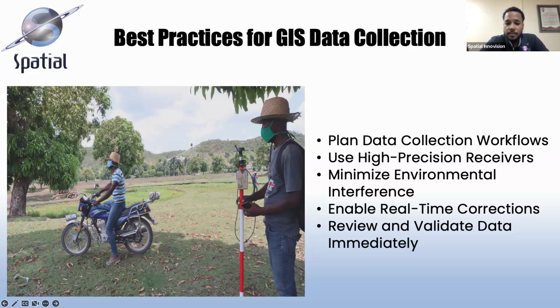You want to enable your real-time connections using RTK networks or post-processing to refine your data accuracy. And very important, as the data comes in, you want to review and validate that data as soon as you can. You want to use Field Maps to check the data quality before leaving the field. Again, it's about being efficient while we are in the field.